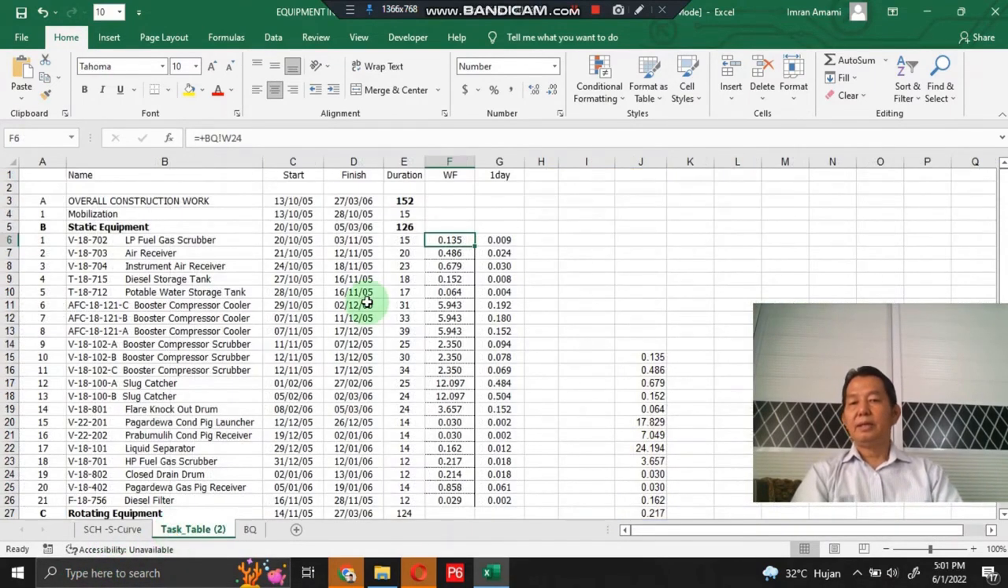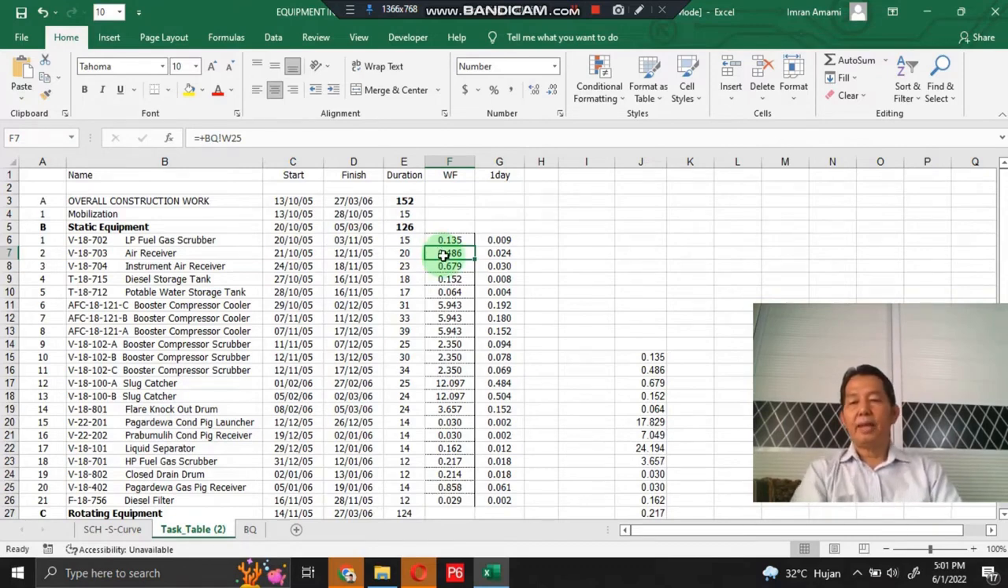This is the same also for air receiver. This is the work factor based on contract for the air receiver work item. I took it from worksheet BQ, cell W25. And so on, the same applies to other cells.